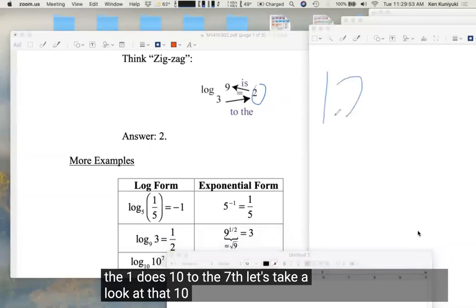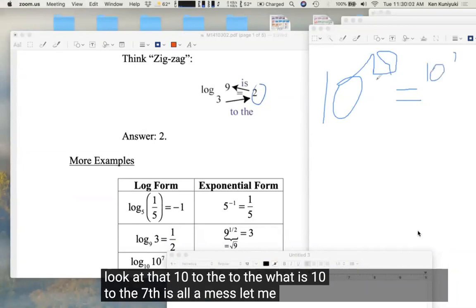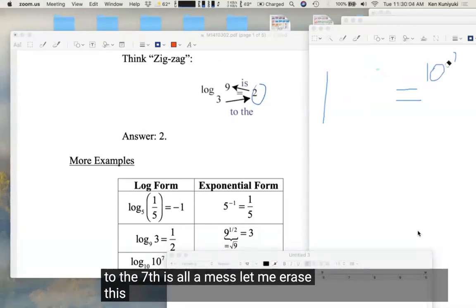10 to the what is 10 to the 7th. This is all a mess. Let me erase this. All right.